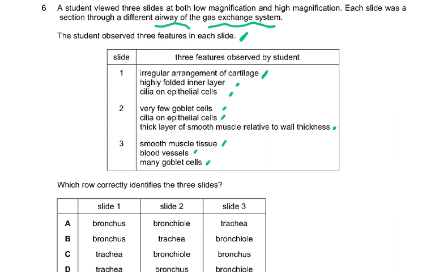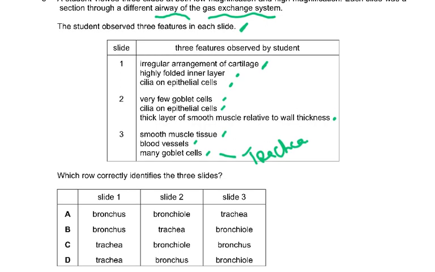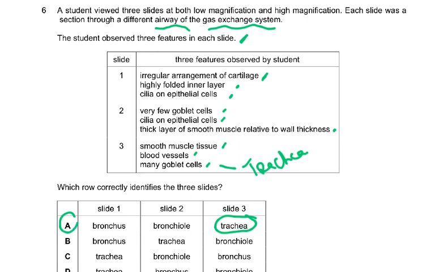If there are many goblet cells, where would that be? Many goblet cells are in the trachea. As soon as the air enters it, that's where we are going to trap all the dust particles and the pathogens, the viruses and bacteria, and all the particles of organic matter. So which row is correct? You've got trachea only here. So 6 is A.